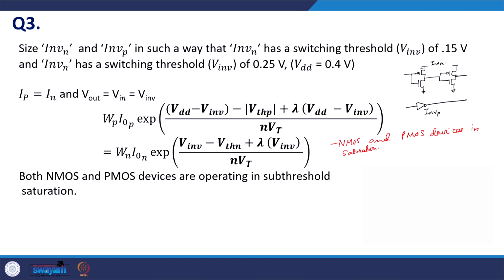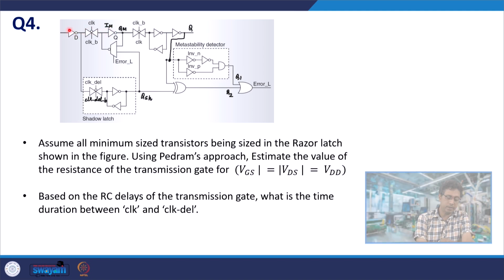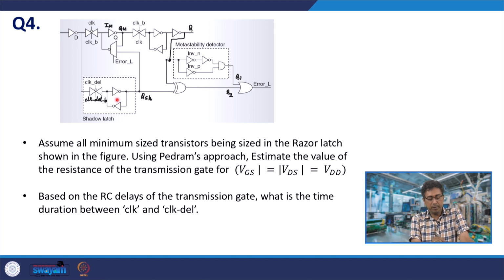Because at the inversion threshold, both would have a VGS which is VDS, which is much larger than VT, thermal voltage. So, we are just equating these two currents, PMOS and NMOS currents, and replacing Vout and Vin wherever we see them by VINV. So, in this all the transistors are minimum sized. This inverter has the same input capacitance as this inverter, because all of them are minimum sized.